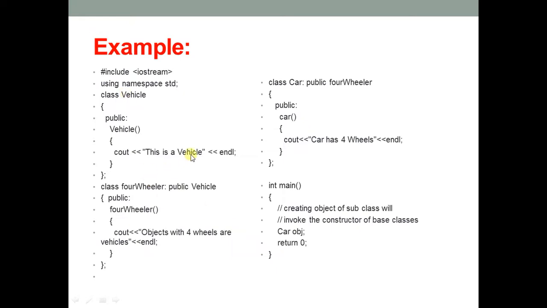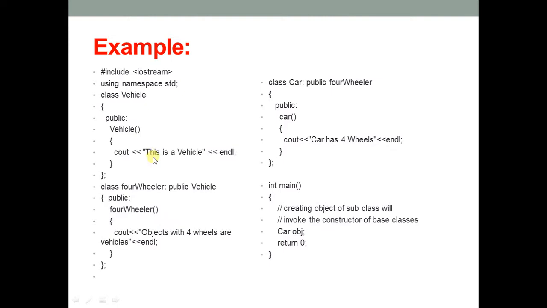Again we are taking the same class Vehicle, with a default constructor Vehicle. Again you can see class FourWheeler. This time FourWheeler is derived from public Vehicle, and for FourWheeler we again define a default constructor. On the right side we are deriving a class Car, but this time Car is derived from FourWheeler, and FourWheeler is derived from Vehicle. So this is a transitive nature.